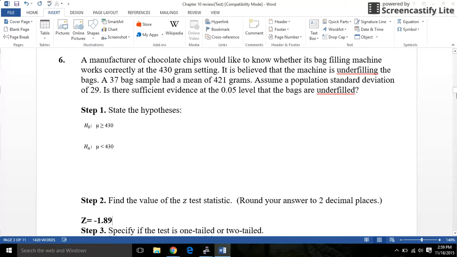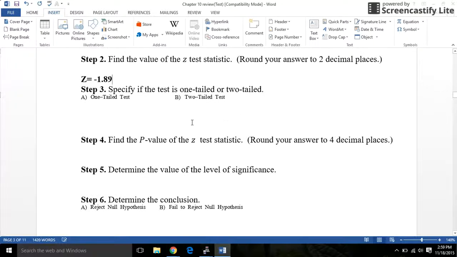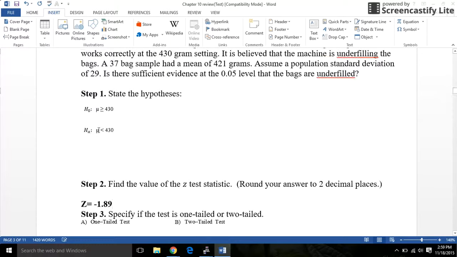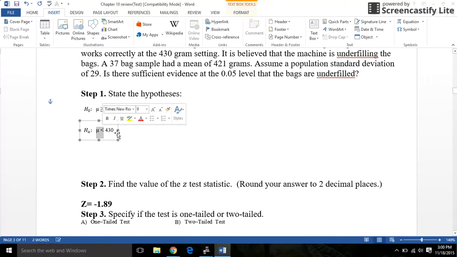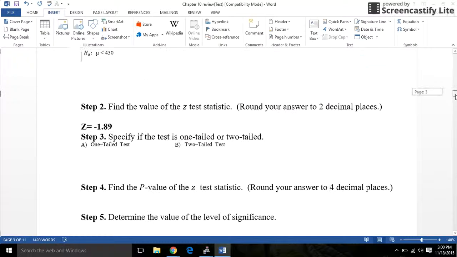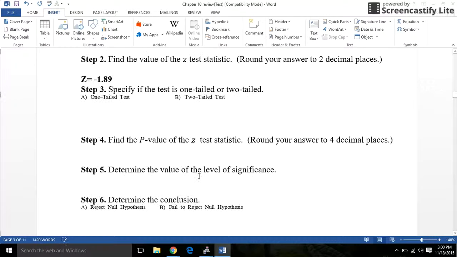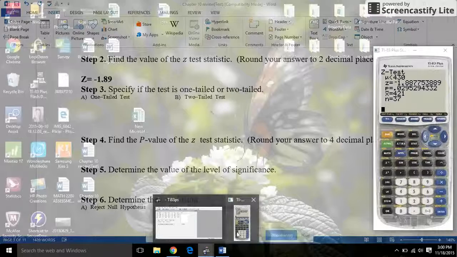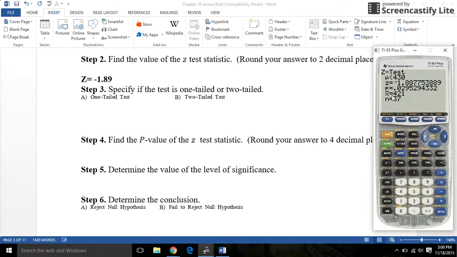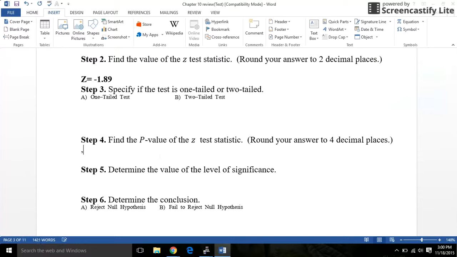Okay, it asked me again, is this a one-tailed or two-tailed test? This is one-tailed again because of this less than sign right there, because it's only one direction, that makes it a one-tailed test. Okay, what's my p-value? Again, I grab that from the calculator and I get p is 0.0295. So I'm going to put that in there. All right, so it says determine the level of significance, which is 0.05.